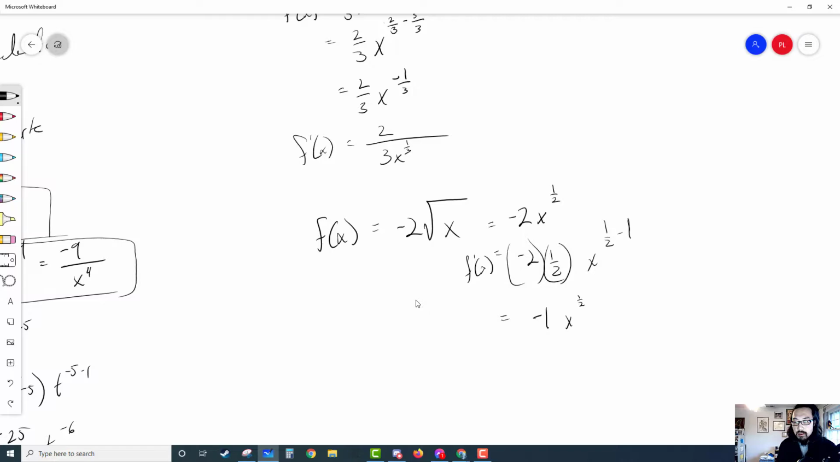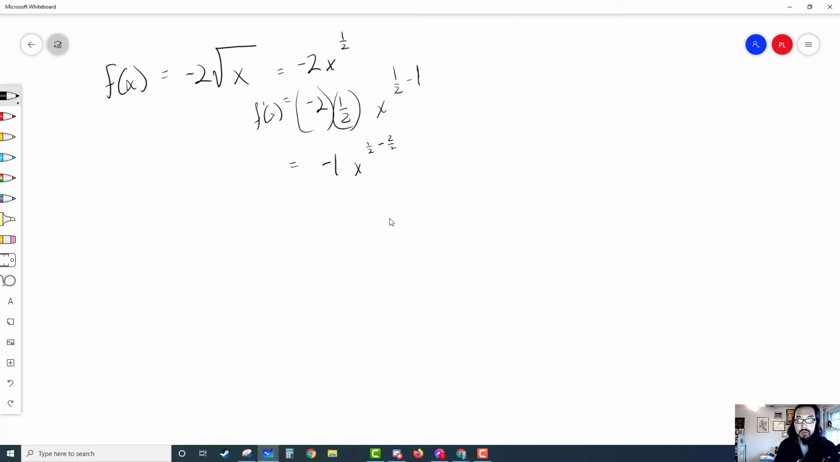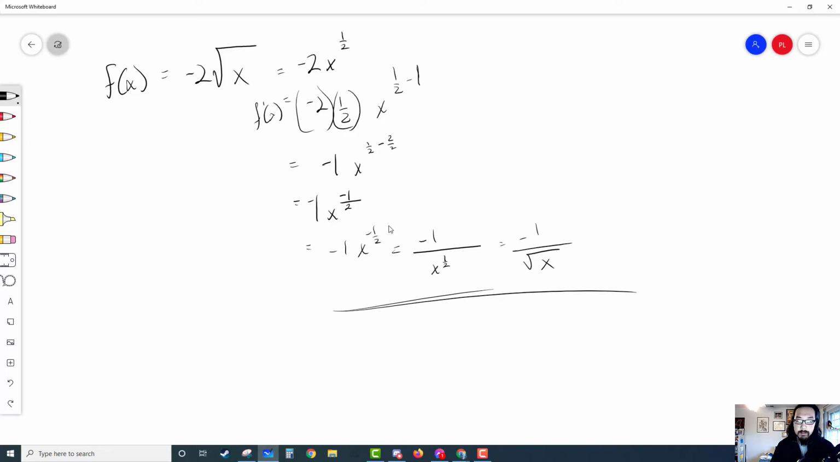I'm going to rewrite this. Instead of having 1, I'm going to say it's 2/2. Once you get used to it, you don't have to do that step, but I like to be careful. 1/2 minus 1, or 1 minus 2, gives us negative 1 divided by the denominator, which is 2. So we get negative 1 x to the negative 1/2, aka negative 1 divided by x to the 1/2, aka negative 1 divided by root x. So this is all saying the same thing.